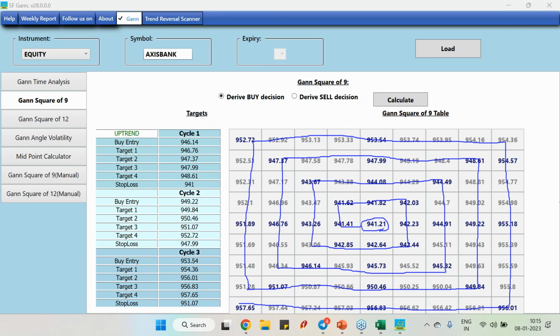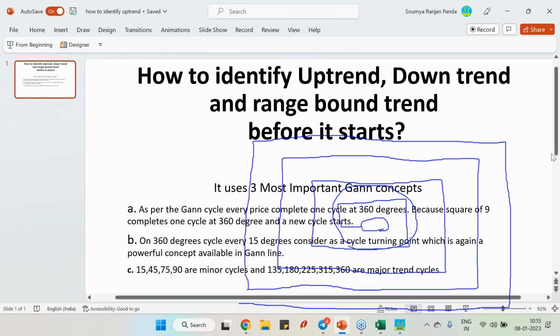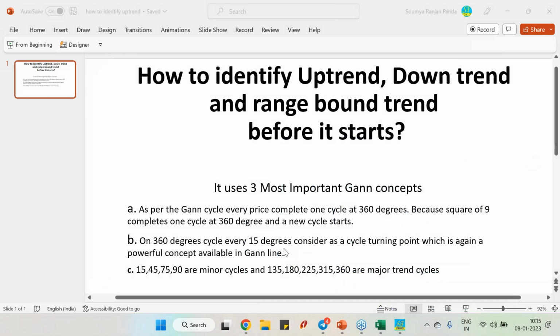Similarly, the square of 12 is there, the hexagon is there, the tetrahedron is there, and you can find many more things. Here the square of 9 says every one rotation completes one cycle, and that one rotation is nothing but 360 degrees. So the square of 9 says that every 360 degrees we complete one cycle. Then I am going for every 15 degrees within the 360 rotation.